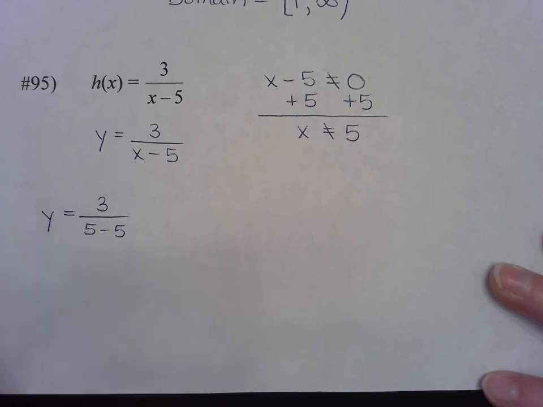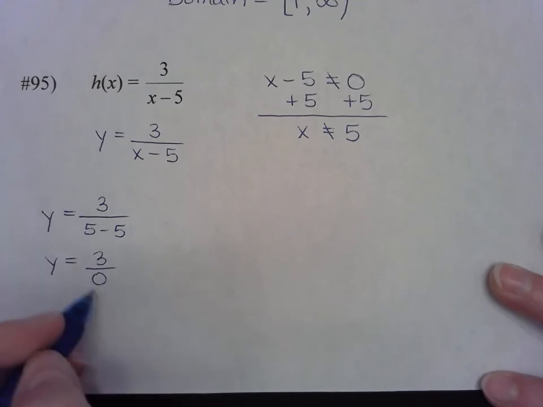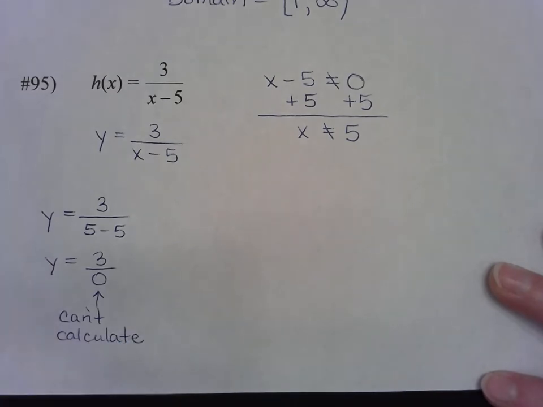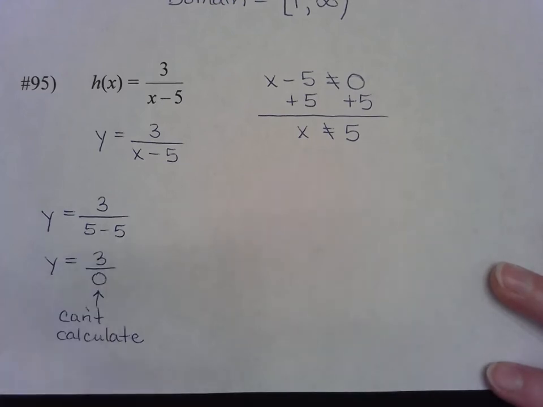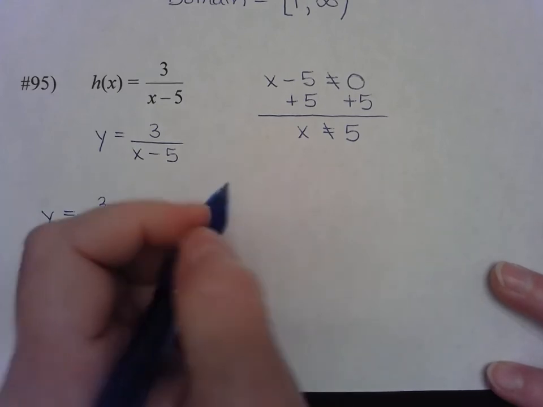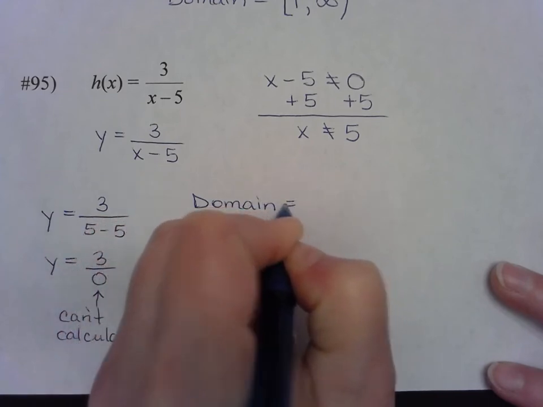Okay, so I plugged in a 5 for x. This is going to give me 3 divided by 0, but I can't calculate this. I can't divide by 0. And for that reason, I don't want to use 5 as an x value. It's a bad one, doesn't work. Okay, so I can use any other number in the domain. In this function, I can't use 5 because it doesn't work. Okay, and we have our same two methods to write the set of numbers in the domain.